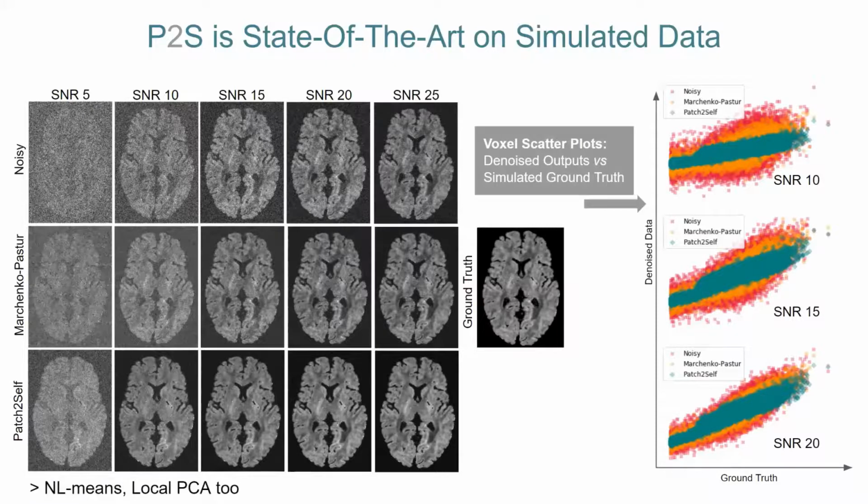And then here is a scatter plot comparing the denoised data against the ground truth at different SNRs. So at SNR 10, you can see that in an ideal setting with a very good SNR, it would fall along the diagonal. And you can see as the SNR increases, that property actually shows up, and Patch2Self does better in each of these cases.